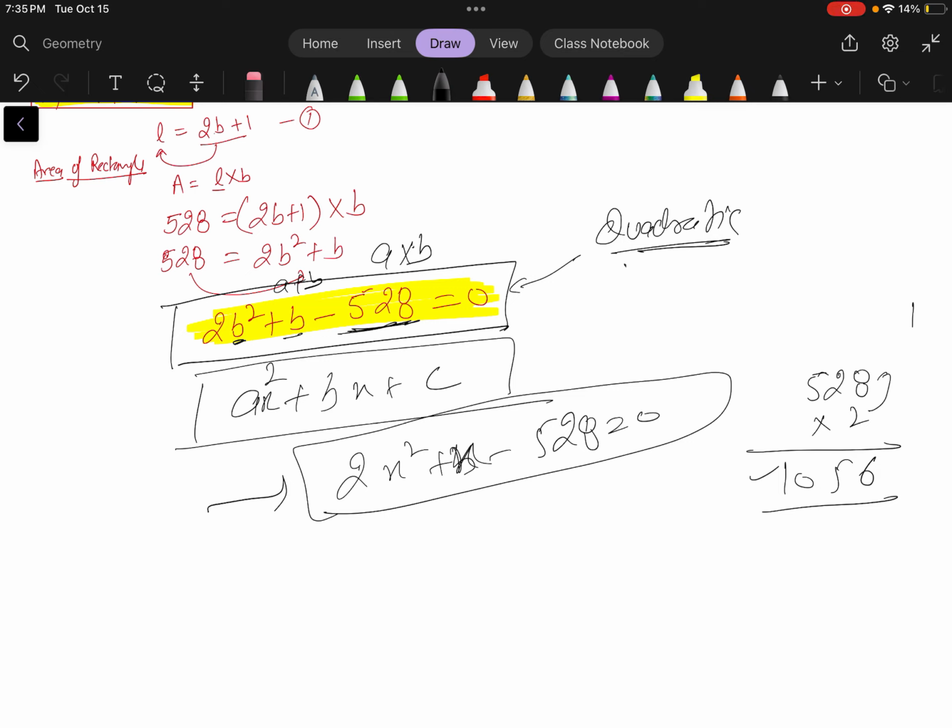So do you have any number in mind that where you multiply, then you will get this number? Any number? 528. How you will get this number when you multiply? Think.